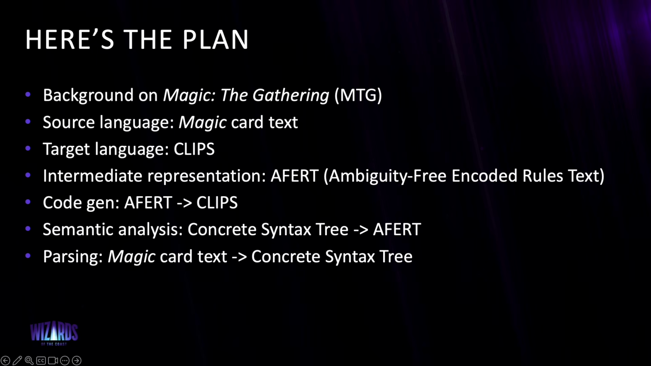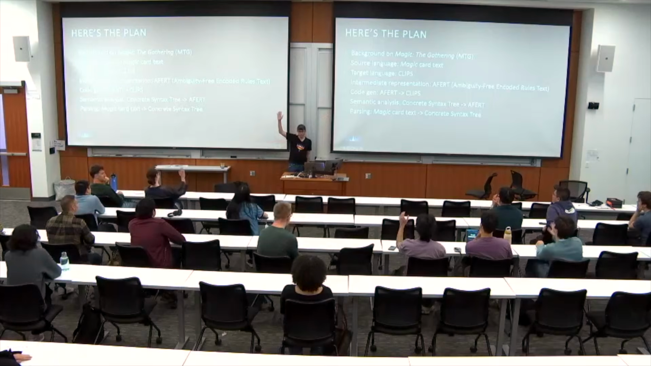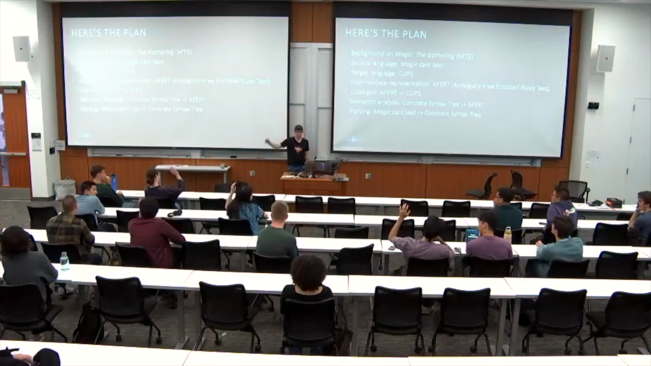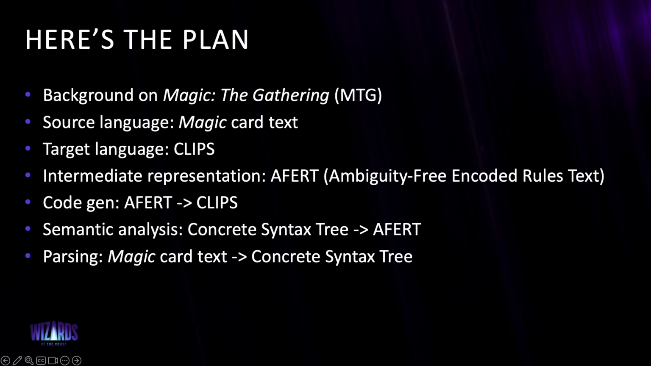Here's what we're going to do. I'm going to give you a bit of background on Magic, because I'm not assuming that everyone knows how to play. Who has played Magic? Okay, a good number. We're going to talk about the source language, which is Magic card text, the target language, which is something called clips, our intermediate representation, which is this thing called ambiguity-free encoded rules text. It's a very specialized domain-specific representation.